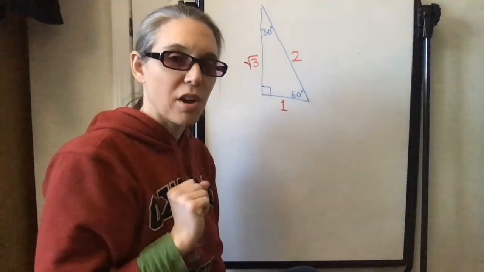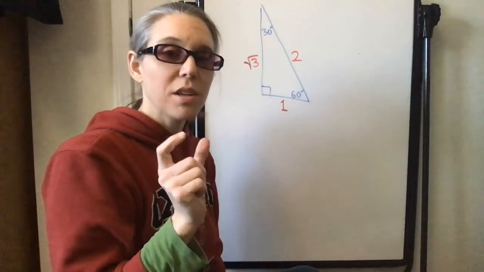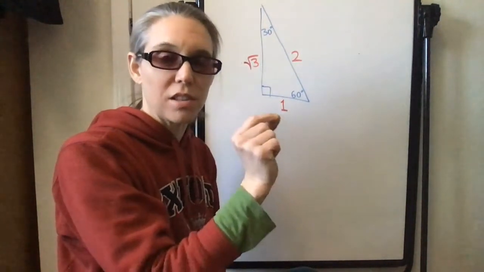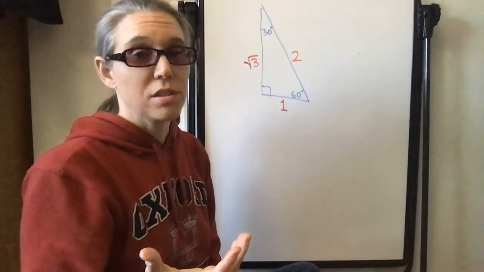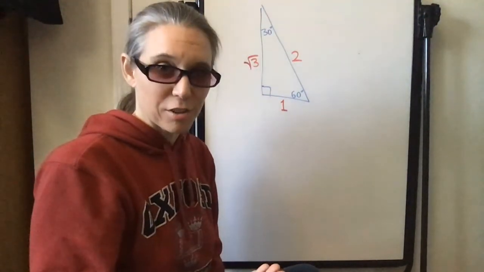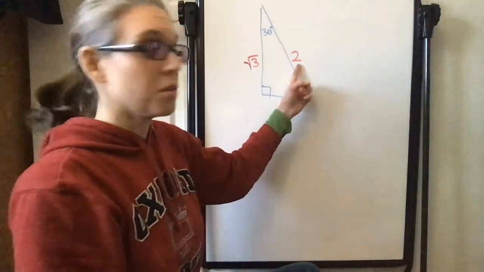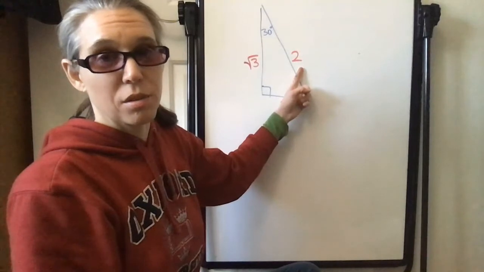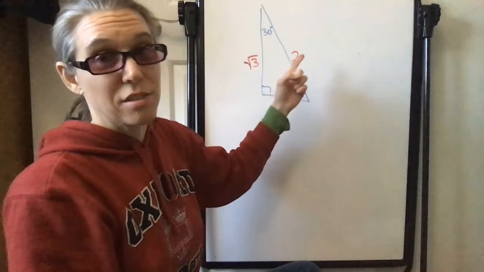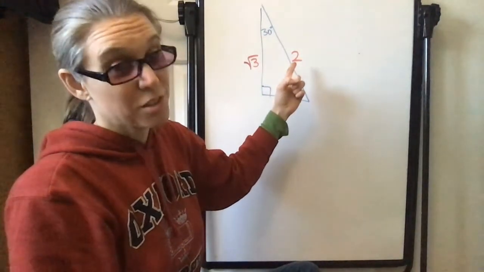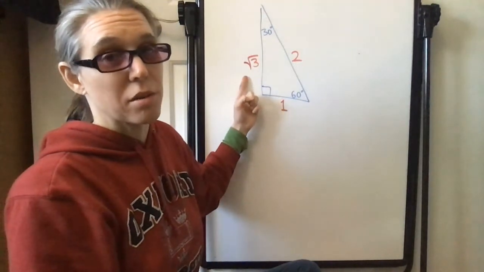Here's a fact about triangles. The shortest side of a triangle is always opposite the smallest angle. The longest side of a triangle is always opposite the biggest angle. So first of all, you want to know that 2 is the biggest of these numbers. Remember that the square root of 3 is not as big as the square root of 4. 2 is the square root of 4. So we know that 2 is bigger than the square root of 3.